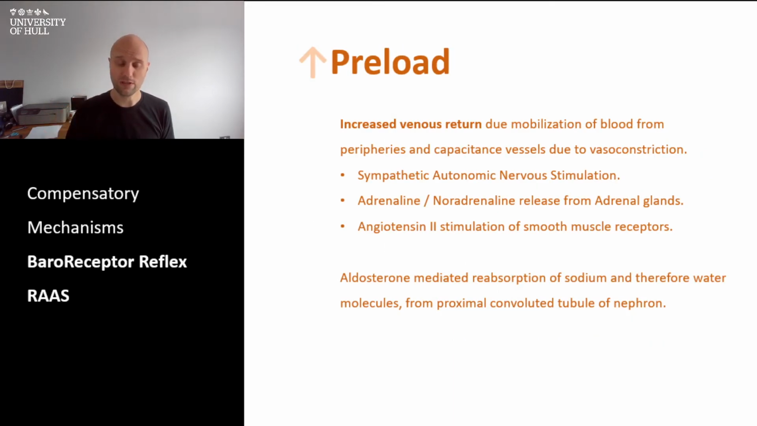And the body's mechanisms for doing this are that increase in vasoconstriction that we were talking about just now, so that's squeezing the blood away from the peripheries, increasing the venous return to the right side of the heart, and from there on to the left ventricle, so that's increasing the preload, we're stretching that left ventricle. Also we're conserving fluid by reabsorbing sodium and therefore water from the kidney itself by the release of aldosterone, which is a hormone that's released during the renin-angiotensin-aldosterone system.